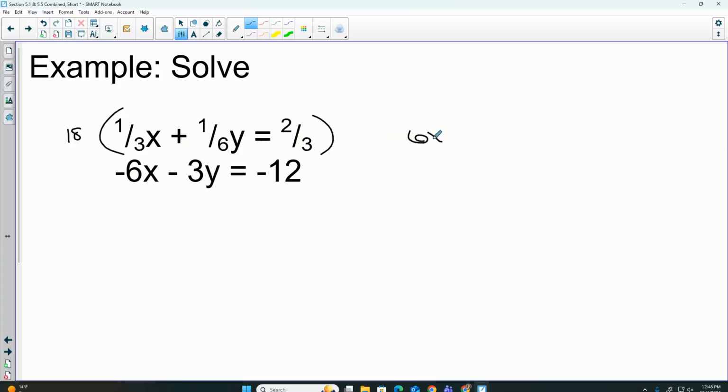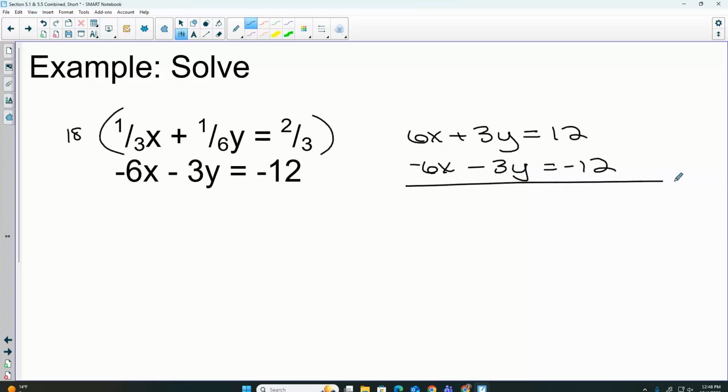So we get 6x plus 3y equals 12. And we have 6x minus 3y equals -12. When I add those, my positive and negative 6x cancel, positive and negative 3y cancel. So I get 0 equals 12 plus -12, 0. What does that mean? It's consistent, means they are the same line, right? 0 is equal to 0.